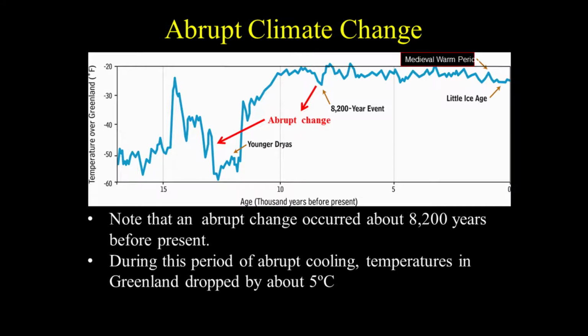This figure, derived from sampling of an ice core in Greenland, shows a historical tendency for particular regions to experience periods of abrupt cooling within periods of general warming. This abrupt change occurred about 8,200 years before present, less than 3,500 years into the Earth's current interglacial phase of the glacial-interglacial cycle. During this period of abrupt cooling, temperatures in Greenland dropped by about 5 degrees Celsius before it began to warm again, and climate patterns in Europe, North America, the North Atlantic, and even North Africa were altered for more than a century.